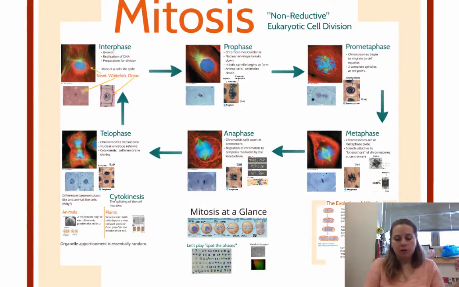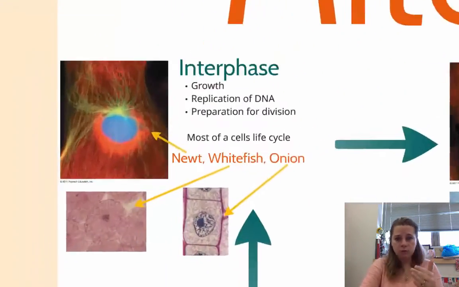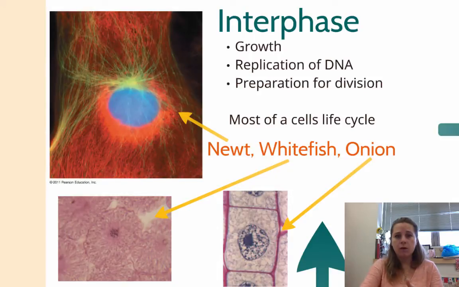So here's the big thing. We're going to focus on mitosis here, non-reductive eukaryotic cell division. What that means is I'm not going to reduce the chromosome count. I'm going to start with a 2N number and end with a 2N number, whether I'm talking about us, slime mold, blue whale, whatever you want to think of. Anything that's going to need to create more cells is going to go through this process. So we begin with this non-reductive division, where we keep and maintain chromosome count.